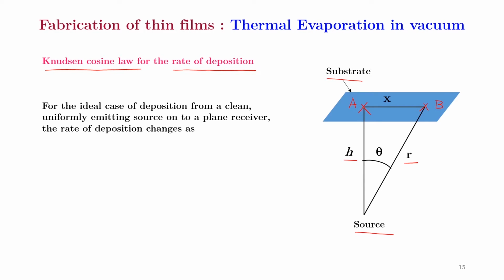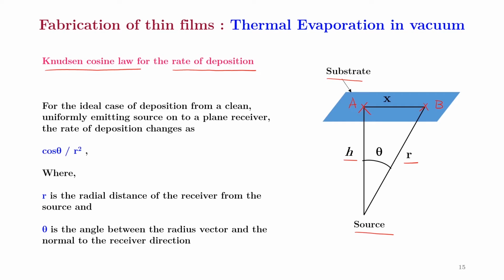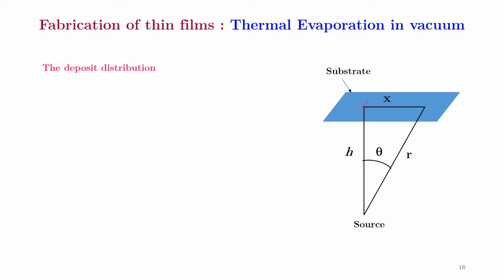for the ideal case of deposition from a clean, uniformly emitting source onto a plane receiver, the rate of deposition changes as cos theta divided by r square, where r is the radial distance of the receiver from the source and theta is the angle between the radius vector and the normal to the receiver direction. Similarly, we can mathematically account the deposit distribution from point A to point B.